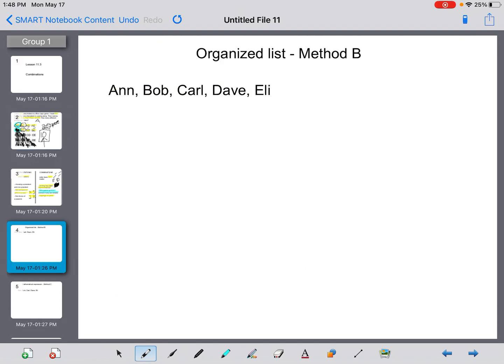Now let's talk about method B. Method B is very similar to method A. We're going to create an organized list. So when I do that, it's similar to before. I'm going to go, well, Ann and Bob can go, or I can take Ann and Carl, or I can take Ann and Dave, or I can take Ann and Eli.